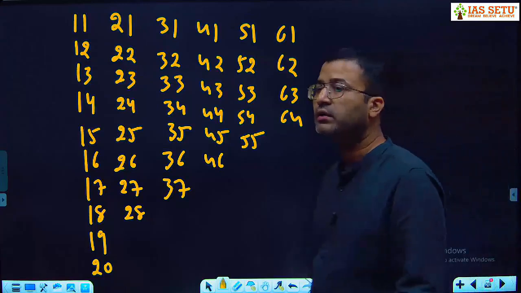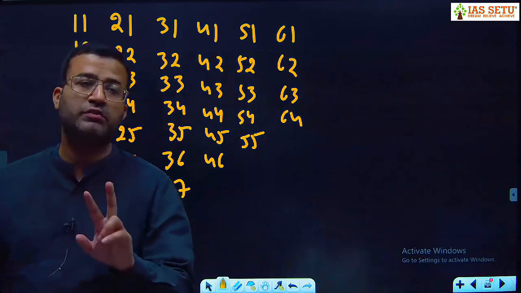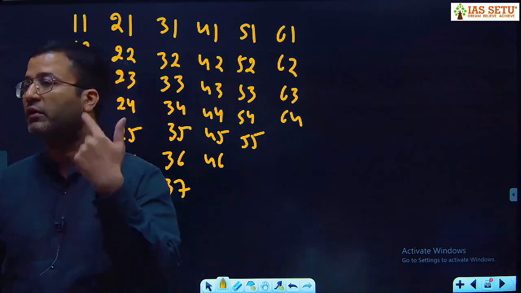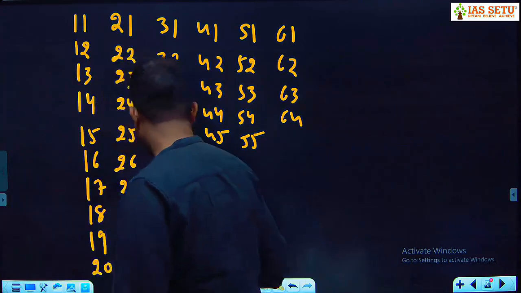Are you getting the point? I tell you, we take two-digit number. I ask you to reverse the order of the digit and subtract from the original number. Okay. And we have to observe this table diagonally.